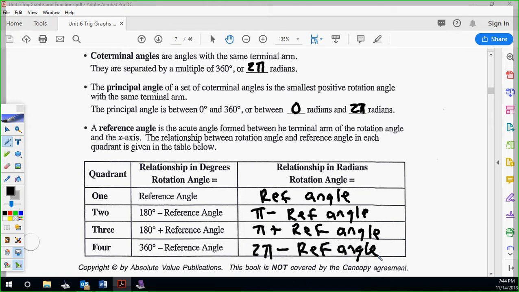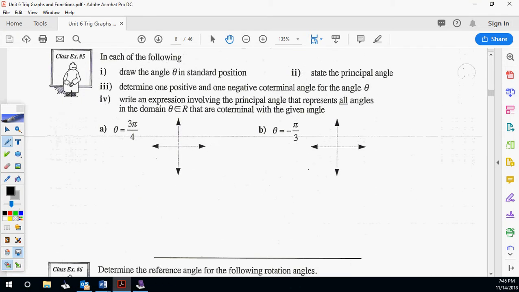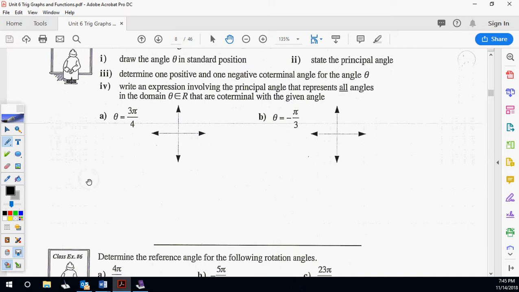Okay. All right. So just got a couple more here. So make some more examples. A lot of examples in this section, which is good. Help you guys get used to those fractions. Okay, so in each of the following, draw the angle theta in standard position, state the principal angle, determine one positive, one negative coterminal angle for angle theta, and write an expression involving the principal angle that represents all angles in the domain. So like we did yesterday with the n can be integers, so n ∈ I.